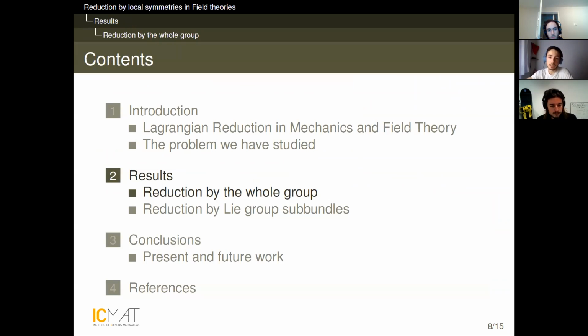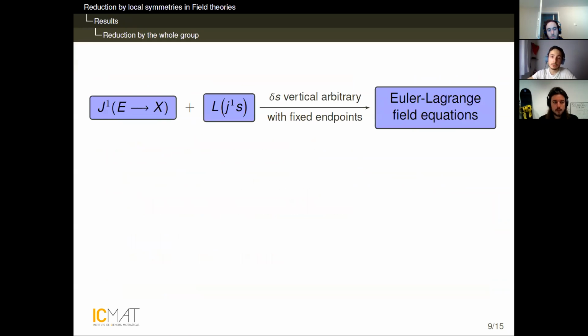Okay, so let's see what we have done. First, we have tried to reduce by the whole group. We start from a usual field theory, and we suppose that it is invariant by the whole first jet of G. I said before that in general, when we perform the quotient of the configuration bundle by the group of symmetries, the result, the reduced space, is not a first jet.